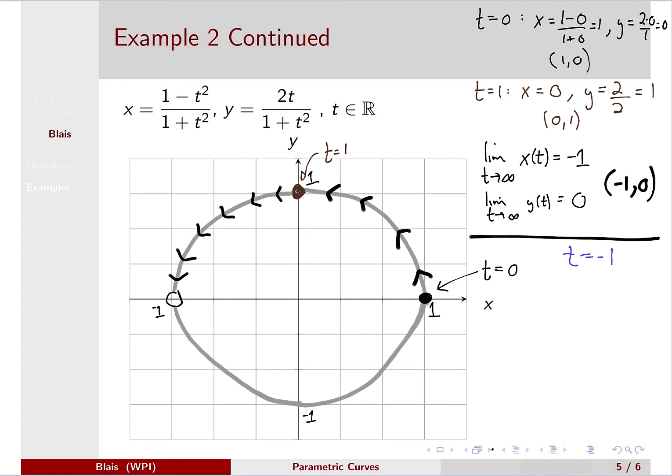If t equals -1, we go here and we see our equation. We still get a 1 minus 1, or 0, over 1. So we get an x value of 0. And y, in this case, we get a -2 in the numerator and a 2 in the denominator. And so we get a -1. So we're at the point 0, -1. So at time -1, we're at this point here.